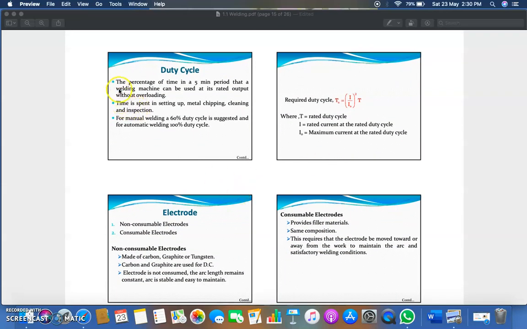The percentage of time in a 5-minute period that a welding machine can be used at its rated output without overloading, that is called the duty cycle. I will repeat it again. The percentage of time in a 5-minute period that a welding machine can be used, means over a 5-minute period how much time it is going to be used at a rated output without overloading, that percentage of time is called the duty cycle.